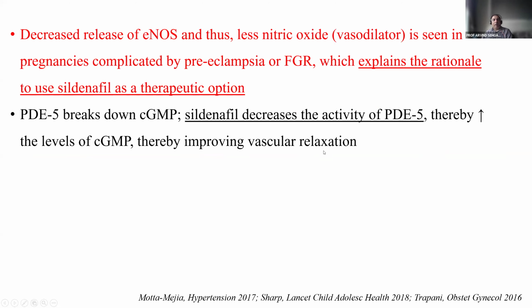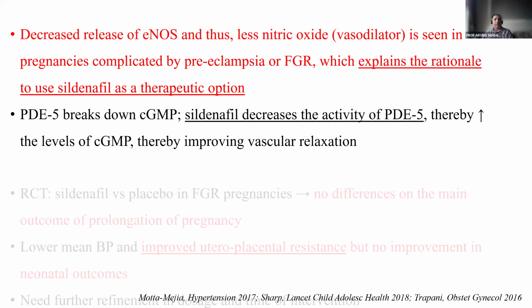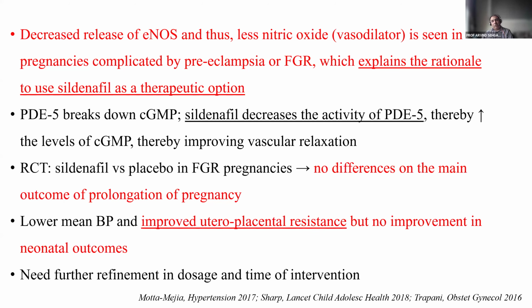Sildenafil was proposed some time back as something which could be useful, because these cohorts with preeclampsia or FGR have less nitric oxide. So they could do with a vasodilator, which explains the rationale for why sildenafil could be an option in pregnancy. Sildenafil decreases the activity of PDE5, so the cyclic GMP levels are better and there'll be better vascular relaxation. So there is an RCT looking at placebo versus sildenafil in FGR pregnancies.